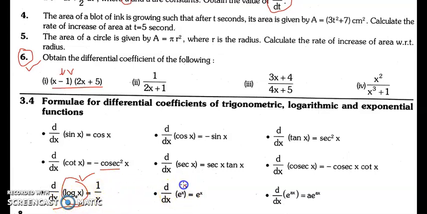Again, e raised to the power x is also a new function for you. e is a constant and it has the value 2.71. You can remember the value of e. So e raised to the power x is a constant. d by dx of e raised to the power x is again e raised to the power x. And d by dx of e raised to the power ax would be a e raised to the power ax. Okay, so these are the formulas.